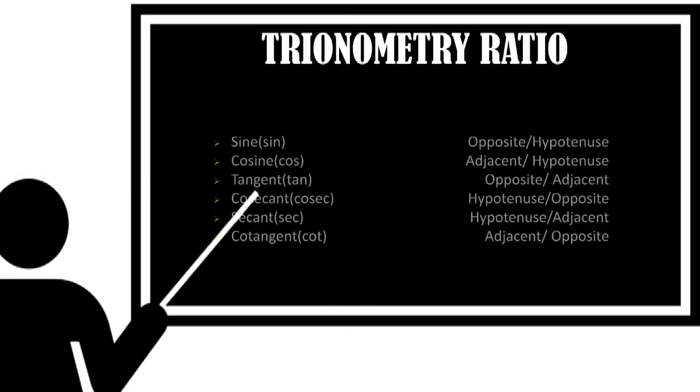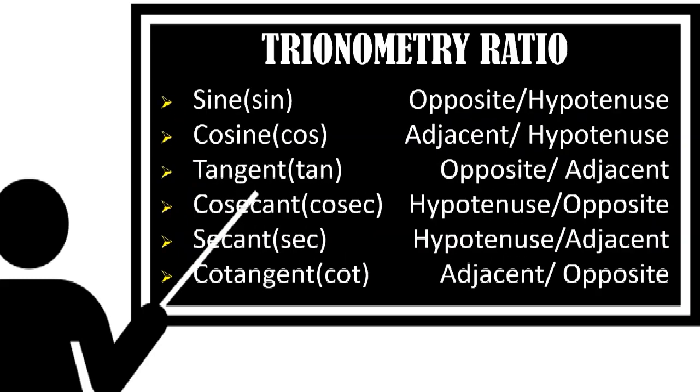Sine, opposite by hypotenuse; cosine, adjacent by hypotenuse; tangent, opposite by adjacent; cosecant, hypotenuse by opposite; secant, hypotenuse by adjacent; cot, adjacent by opposite. And these are the values of the trigonometric ratios according to the degrees.